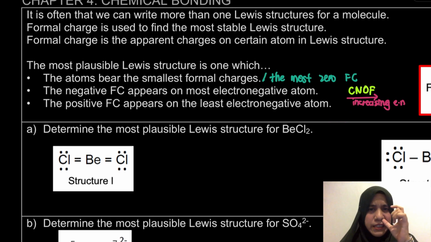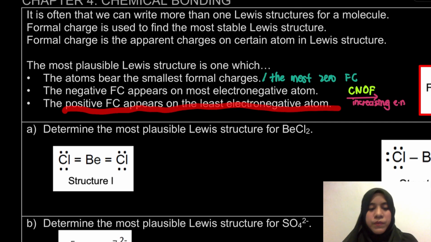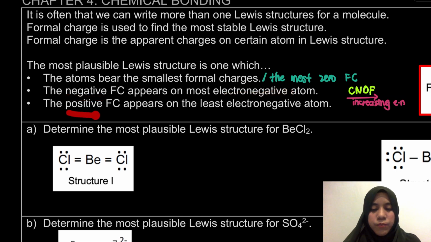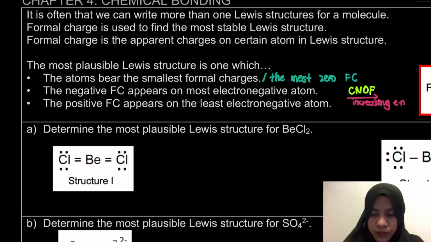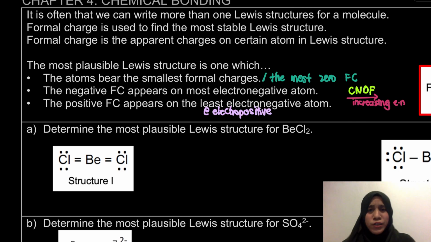And last but not least, yang ni jarang juga, but here I'm just going to mention, the positive formal charge must appear on the least electronegative atom. So, kalau negative, mesti ada dekat electronegative atom. Yang positif ni appears on the most electropositive atom lah, ataupun the least electronegative atom. So, another name for it, I'm just going to write down kat tepi ni: the least electronegative ataupun the electropositive atom. Okay, so that's only the introduction.